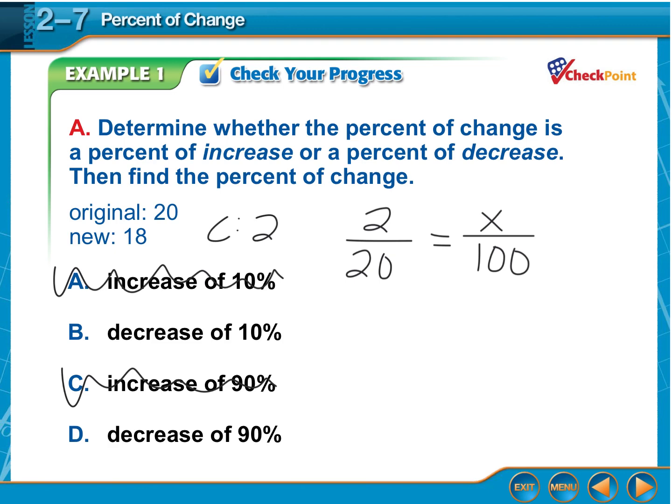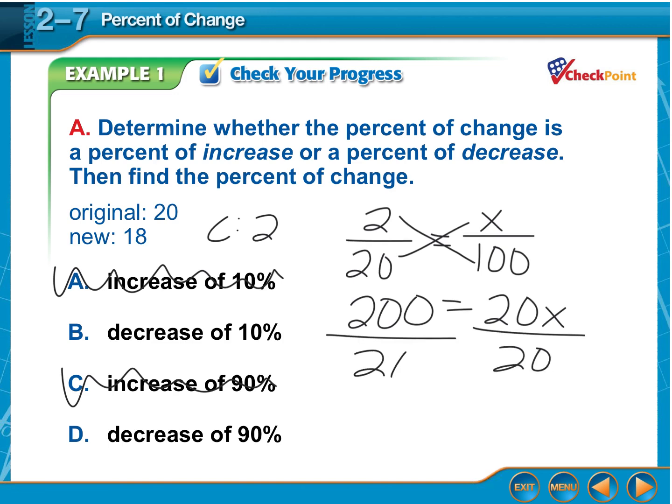You did the fish method, like 2 times 100 divided by 20? You can, yeah. So 2 times 100, 200, equal to 20 times X, 20X. Last step would be to divide by 20. X equals 10. So we had a decrease of 10%. Okay? Yeah. All right.